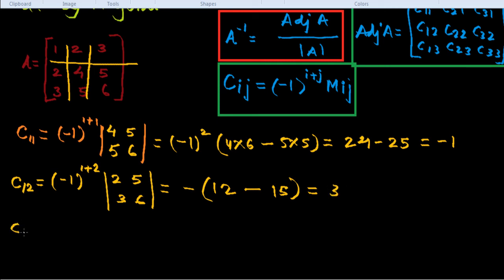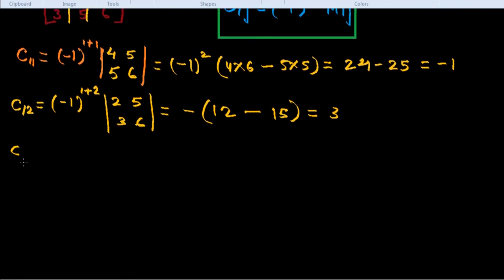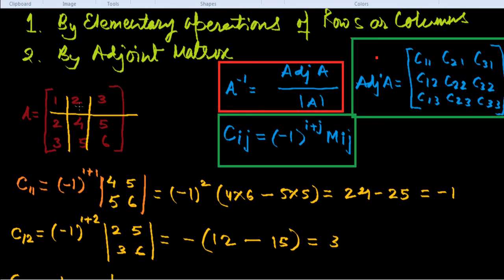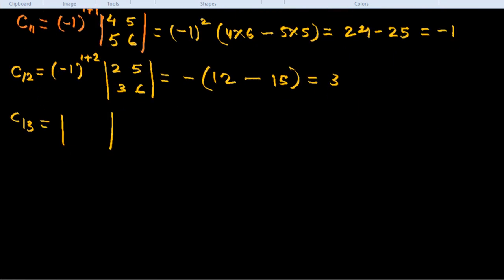Now I think you have understood how to get these cofactors. So now I directly write down. For C13, the sum 1 plus 3 is even, so we don't take any negative sign. We leave this column and this row, and put 2, 4, 3, 5 here. We take the product of the diagonal elements, 2 into 5 is 10, and subtract the product of the off-diagonal elements, 4 into 3 which is 12. So we get minus 2.